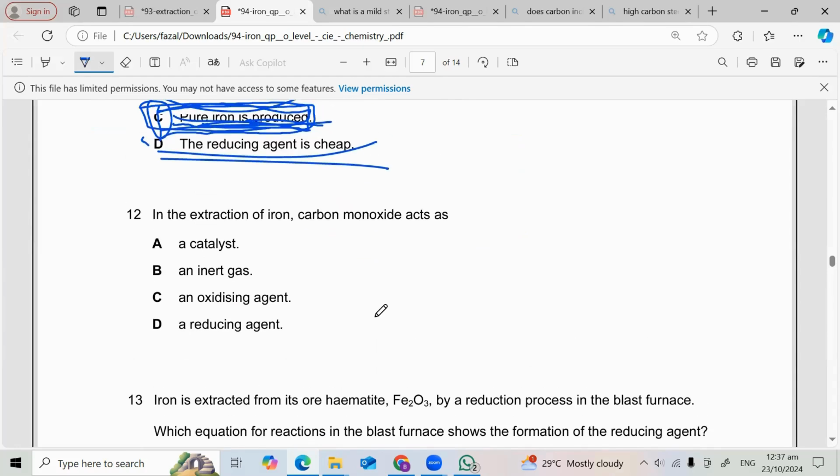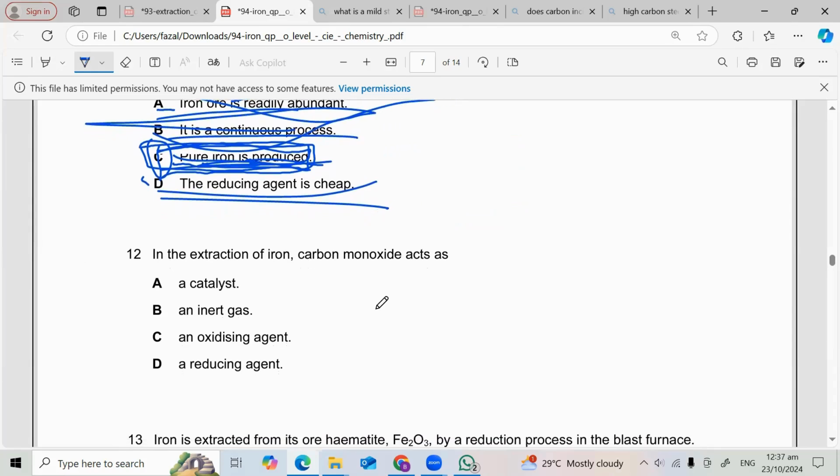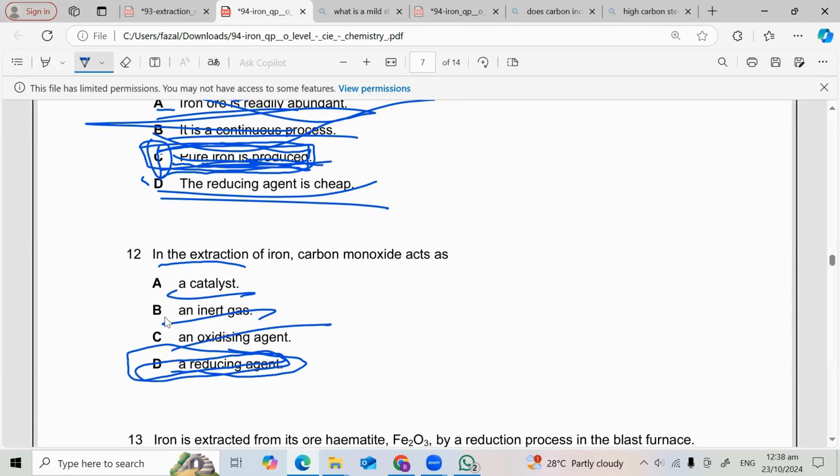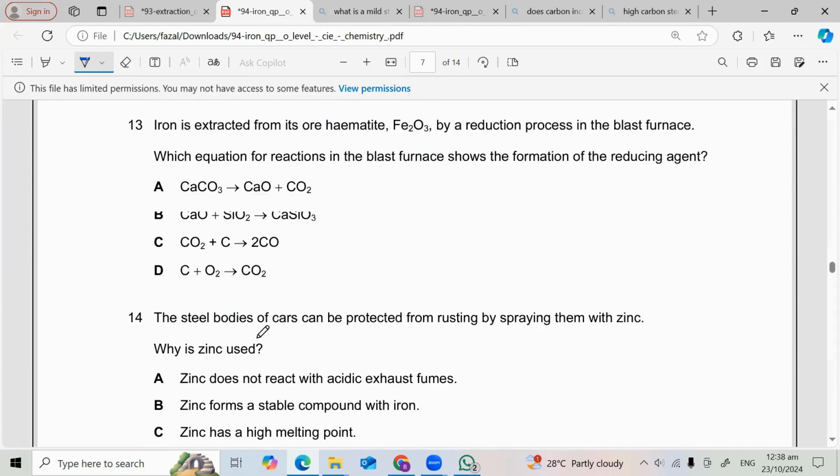Oh no, the reducing agent, yes, it's CO, only CO, so it is cheap. In the extraction of iron, carbon monoxide acts as a reducing agent. It doesn't act as a catalyst or an inert gas or an oxidizing agent. It acts as a reducing agent because it reduces Fe2O3. It takes the O from Fe2O3.